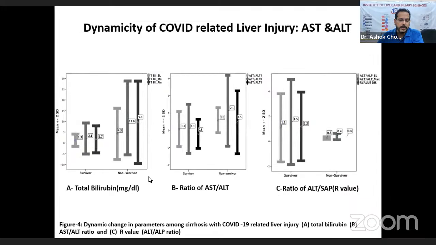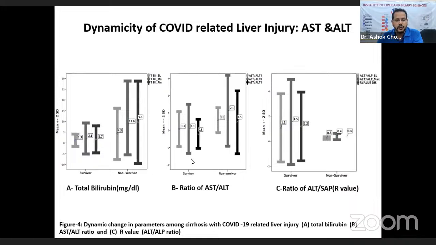Then here we can see those who survived and the dead, and how the dynamics of lab parameters are going on. So this is the bilirubin. You can see this is the level of bilirubin at baseline, this is the maximum, and this is at discharge. In survivors, this shows a little bit of difference, 1 to 1.7. Whereas among the non-survivors, there is a sharp rise. Bilirubin 4 has gone up to 11. And at the death or the end of the natural history, it is still on the higher side.